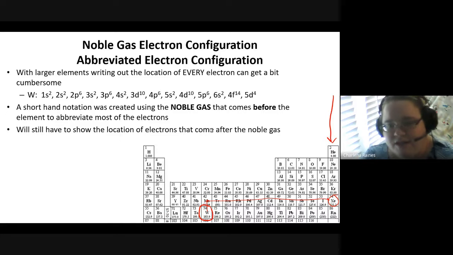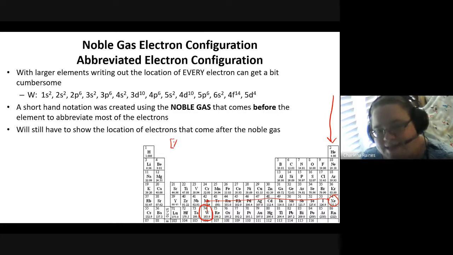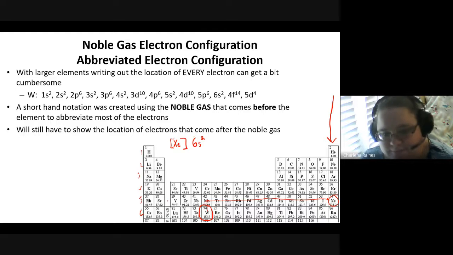So if I was to write the noble gas configuration for my tungsten, I would write Xe in brackets. That Xe abbreviates 54 electrons. 54 right there in brackets, all nice, neat, and pretty. I would have to write the rest of the configuration. So after 54 comes 6th period, S block, and have a total of 2 electrons.